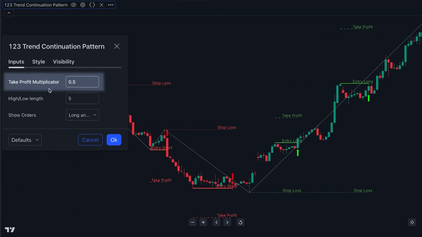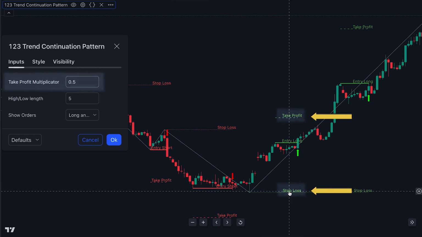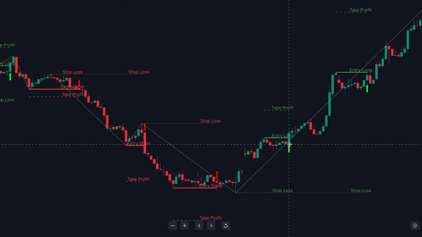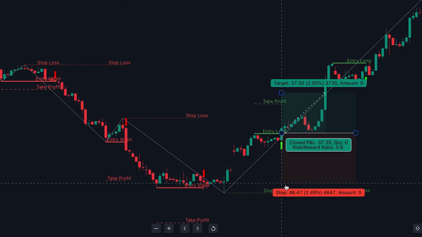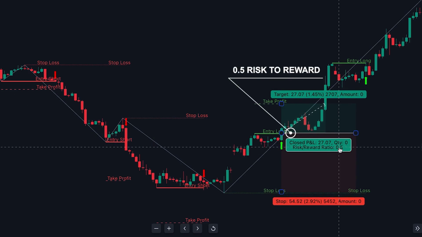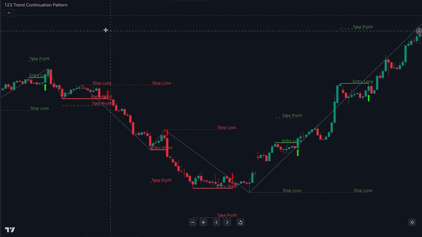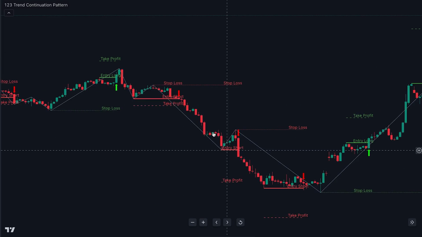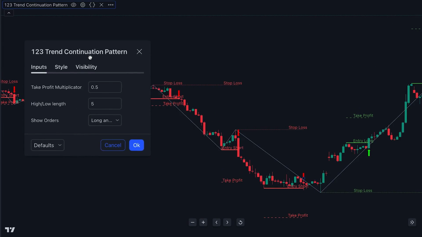The take profit multiplicator value controls how far away the take profit is from the stop loss. By default, this is set to 0.5. So you'll notice that wherever there is an entry label, if you draw risk to reward from the stop loss to take profit, you'll notice that there is a 0.5 risk to reward ratio, which is a negative risk to reward ratio. By having a lower risk to reward, this can allow for higher win rates, but it will be harder to find long-term success.